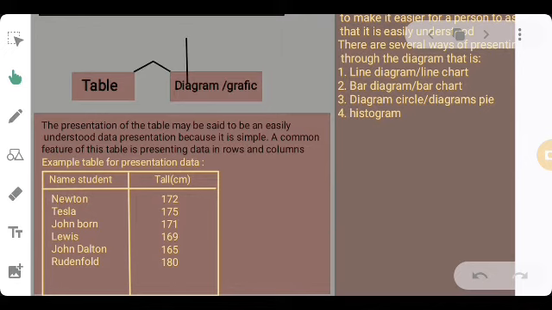Name of student: Newton, the height of the body is 172. Tesla is 175.